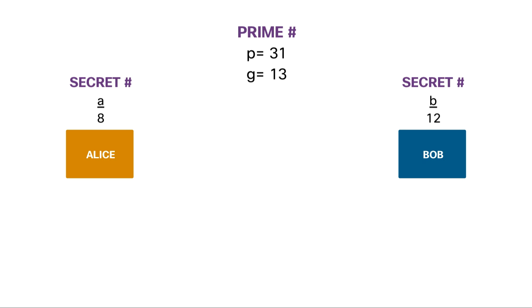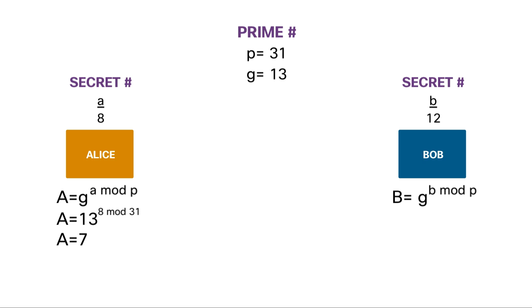We're going to calculate a shared value that will actually pass across the wire using the formula g to the a mod p on Alice and then g to the b mod p on Bob. Let's start with Alice. If we were to use that formula, we're looking at 13 to the 8th mod 31, and we're going to come up with a value of 7. We're going to take 7, which is our uppercase A value on Alice, and send that right across there to Bob.